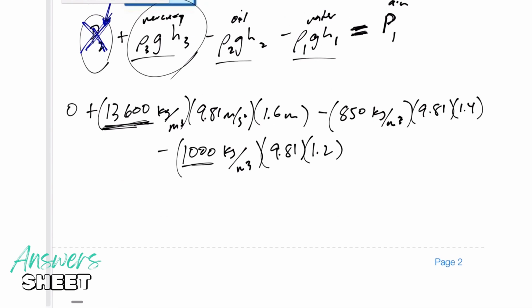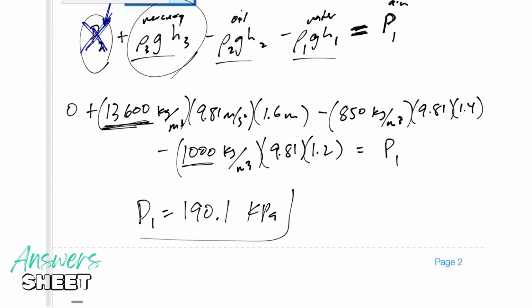All right, minus rho GH. I'm going minus because I'm going up. Rho of water, G of gravity, the height difference from going from the end of the oil to the end of the water. All right, and that equals P1. Sorry, P1. All right, so I would get P1 of 190.1 kPa. I probably really got 190,000, but that was PA, right? And so 190.1 kPa.